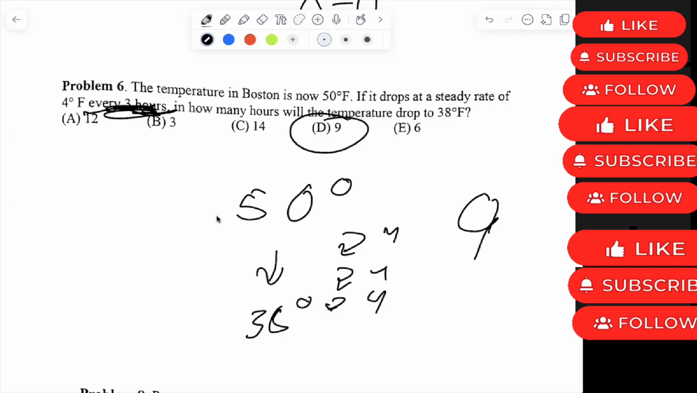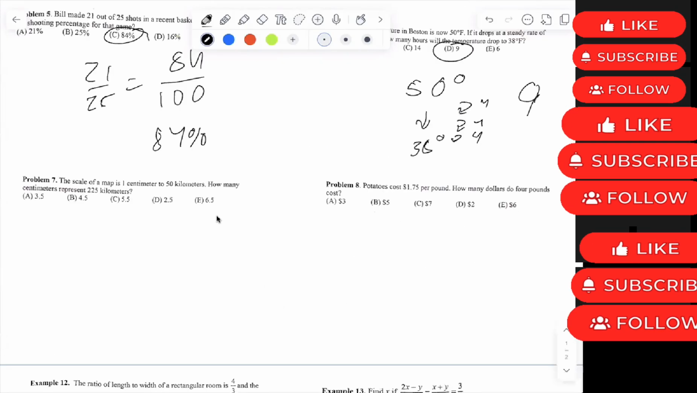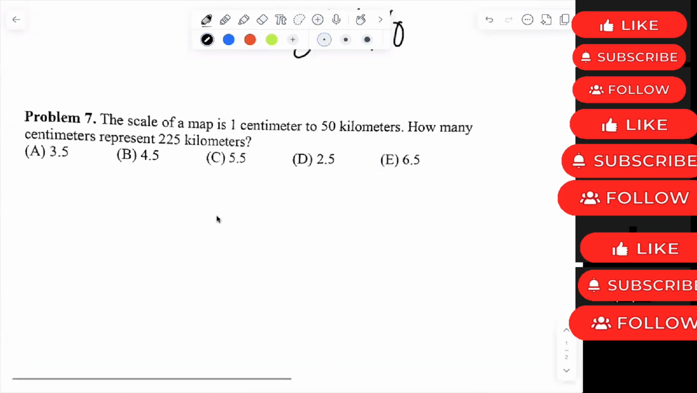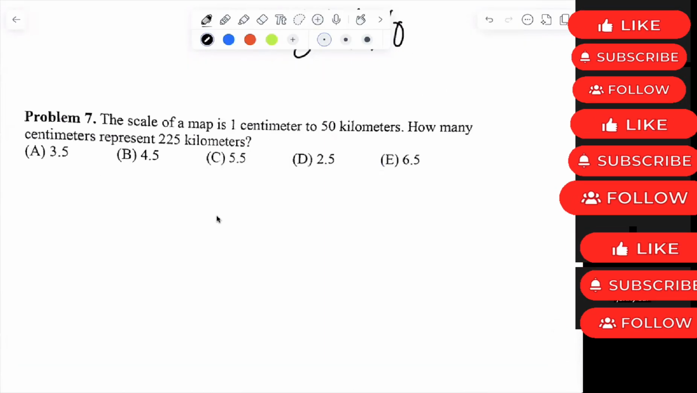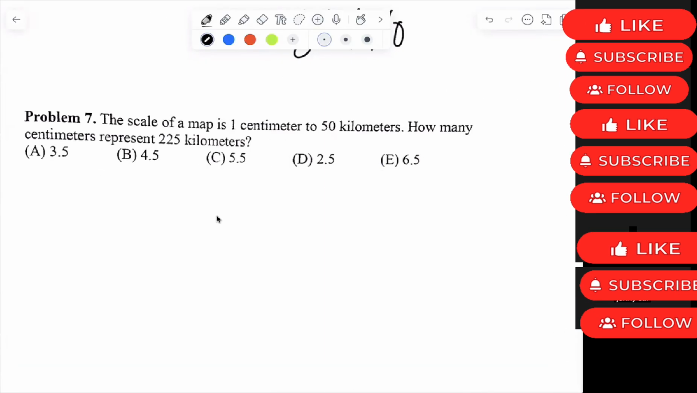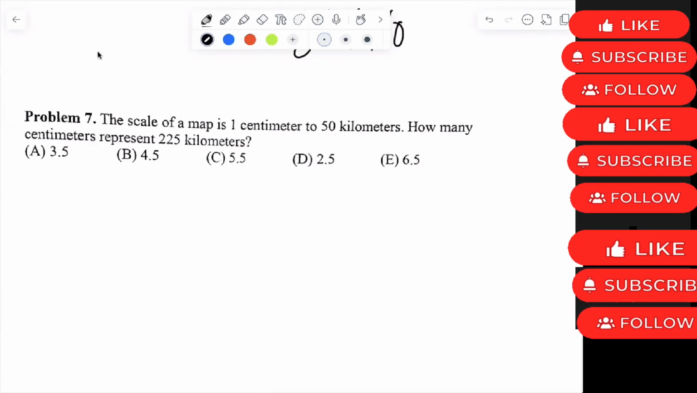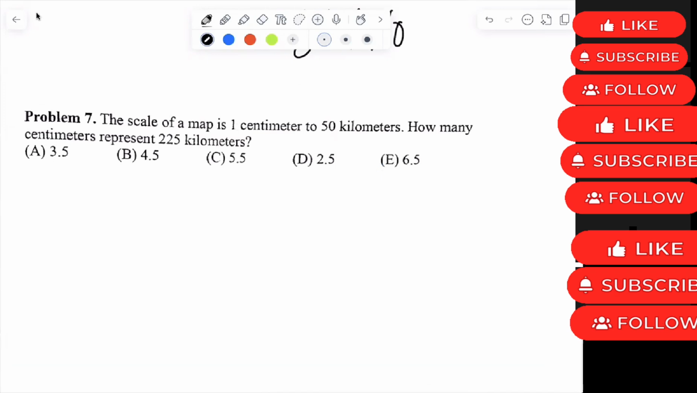All right. Let's move on to problem 7. The scale of a map is 1 centimeter to 50 kilometers. How many centimeters represents 225 kilometers? Well, let's go try this question in terms of the chat.